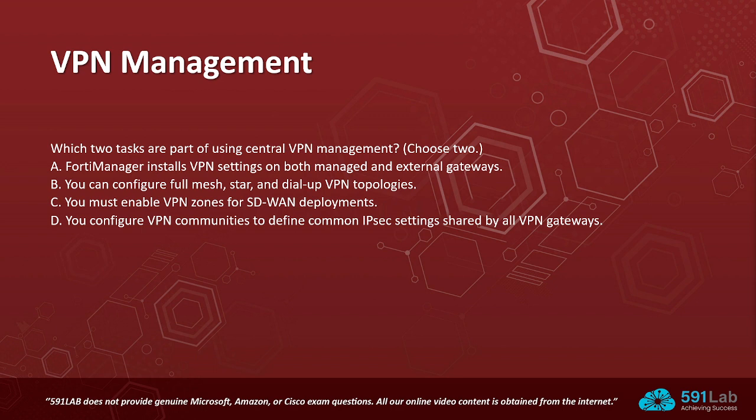This one, FortiManager installs VPN settings on both managed and external gateways. I know this one is correct because if you go to FortiManager configuration, you will see that you have full mesh, star, and dial-up options to configure a VPN topology. Letter C, you must enable VPN zones for SD1 deployment. No, you don't have to configure specifically a VPN zone to make an SD1 deployment. So this one is not correct.